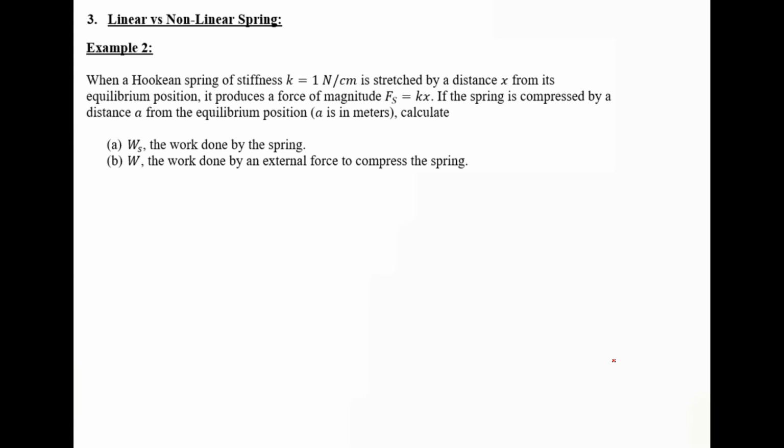Now example, when a Hookean spring of stiffness 1 newton per centimeter is stretched by distance x from its equilibrium position, it produces a force of magnitude given by kx. Now the spring is compressed by distance a from the equilibrium position, so let me explain here what's happening. Now this is the spring, and that would be the equilibrium position. Now what we're gonna do, we will compress the spring by distance a from the equilibrium position. Compression is to the left, elongation is to the right. So this is the initial position, and the final position would be like that.